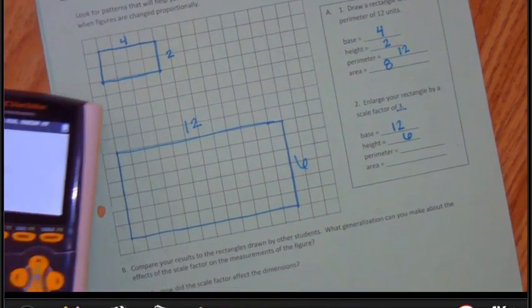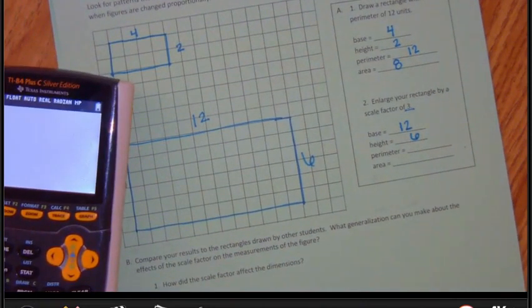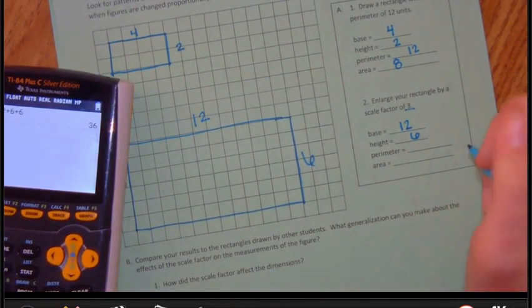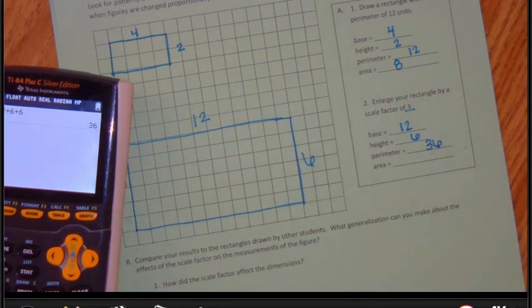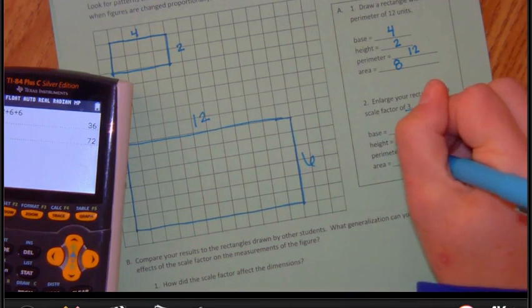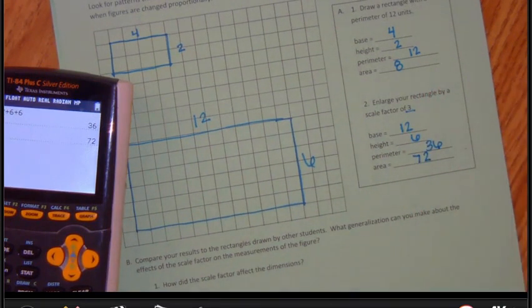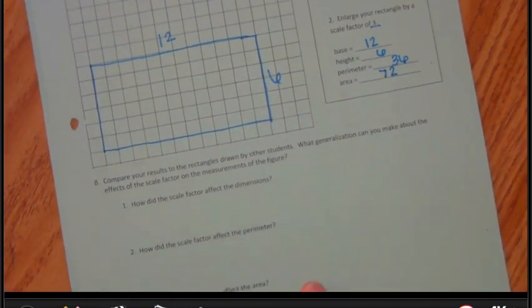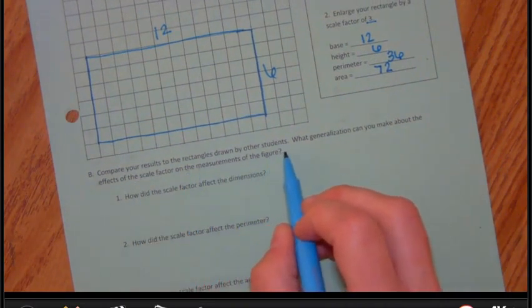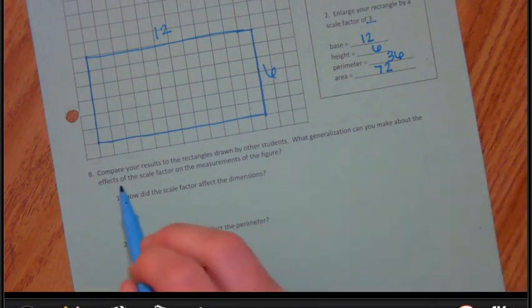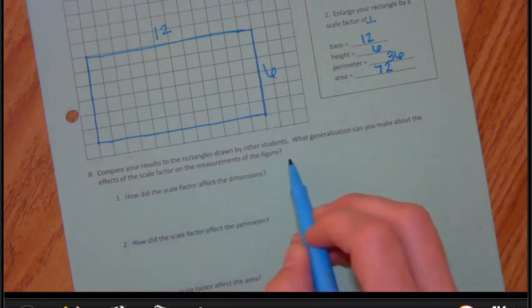Now I'm asked to find the perimeter of my new figure. So I'm going to do 12 plus 12 plus 6 plus 6, and I get 36. And my area is now 12 times 6, which is 72. Okay, 72. All right, so compare your results with the rectangles drawn by other students. What can you generalize about the effects of the scale factor on the measurements of the figure?